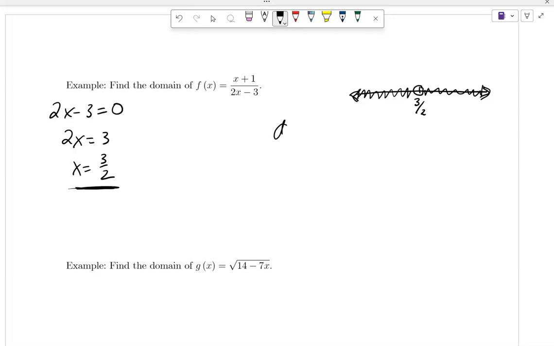So if I want to put this in interval notation, how would we describe just this part? What would we write down to describe just that part? Okay, negative infinity to 3 halves. And then would I use a bracket or a parenthesis? Yeah, parenthesis because we don't want that one, right? Okay.